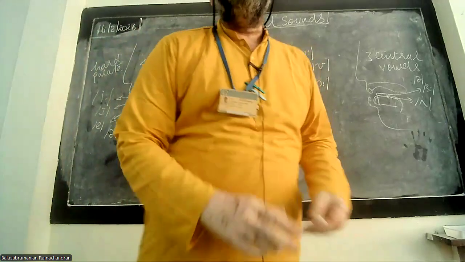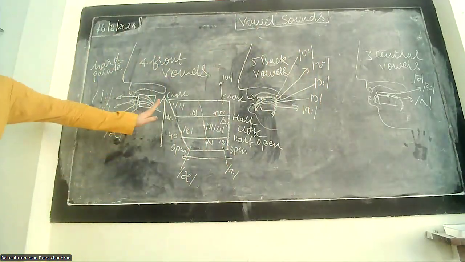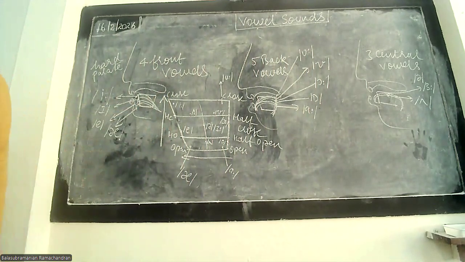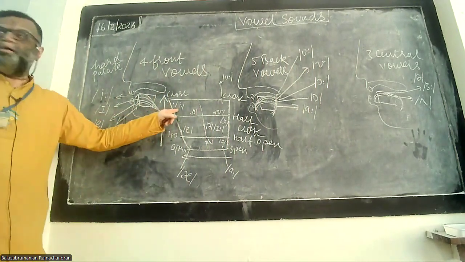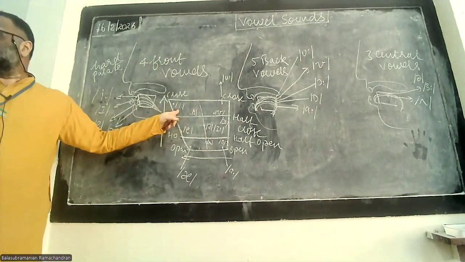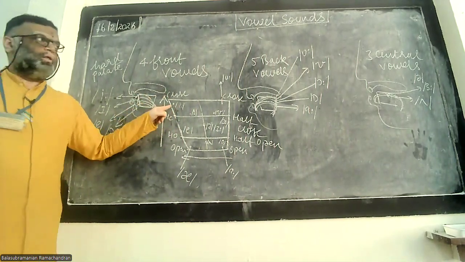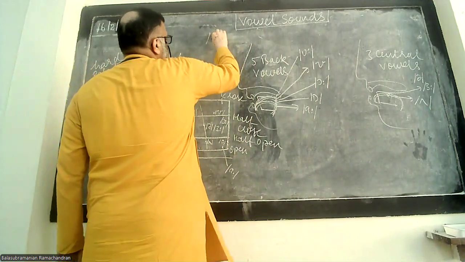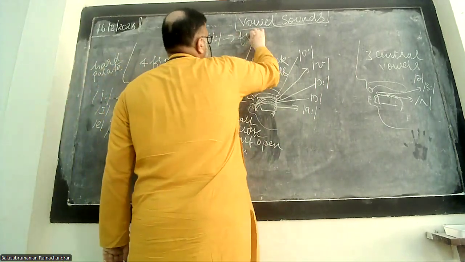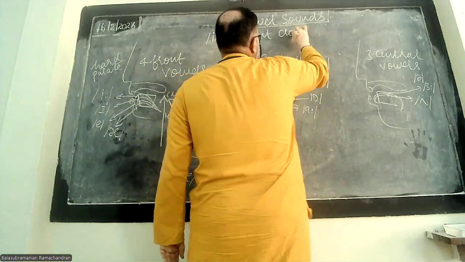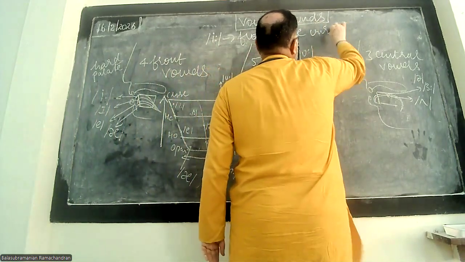Thanks a lot. Now, you have this information. Please come out with the three terms. So this is front. Give them three terms: front, close, unrounded vowel. Each one I'll tell you. Front, close, unrounded vowel.